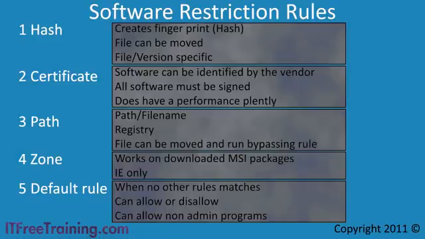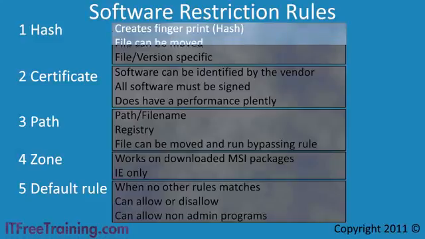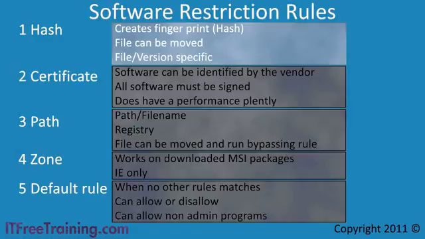When using software restriction policy, there are 5 different rules that can be applied. These rules have an order of preference, so rules with higher preference will override low preference rules. The first type of rule is a hash rule. This creates a fingerprint of the program. This is basically a digital signature of the file, made by putting the file through an algorithm to obtain a number or hash. The advantage of this is that if the file is renamed or moved, the hash value will always be the same, and thus the file will be recognized.